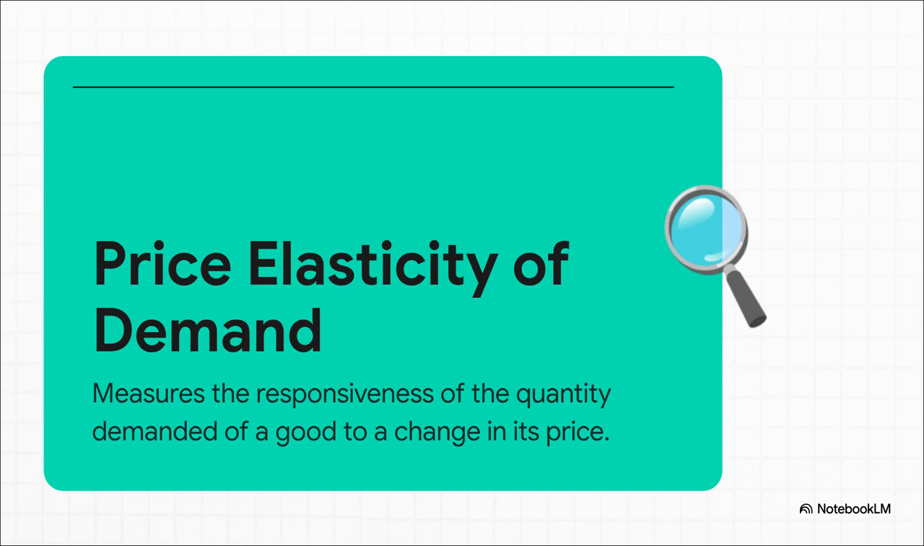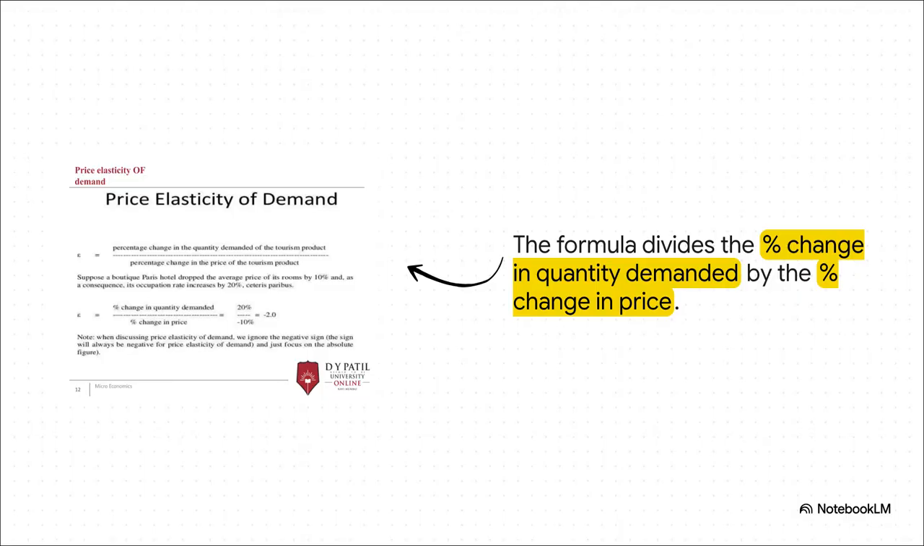If the price of a product changes, by how much does the quantity people want to buy change? Is it a big reaction or a small one? And of course, there's a formula for it. You've got to know this. It's the percentage change in quantity demanded divided by the percentage change in price. And a quick tip for your exam, we usually just focus on the absolute value of the number, so you can ignore the negative sign.